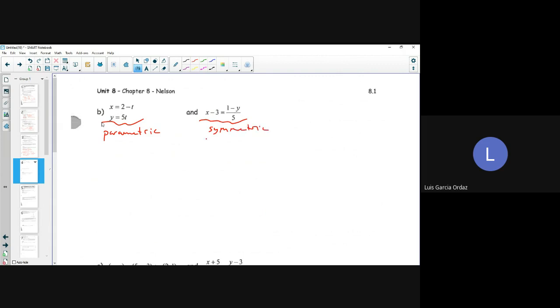When we don't have a denominator, we can only assume it's 1. So it's equal to 1 minus y over 5. However, on the right side, I need it to be read as y minus a number. So what we need to do is multiply everything by -1. This can be written as (x minus 3) over 1 is equal to (y minus 1) over -5.